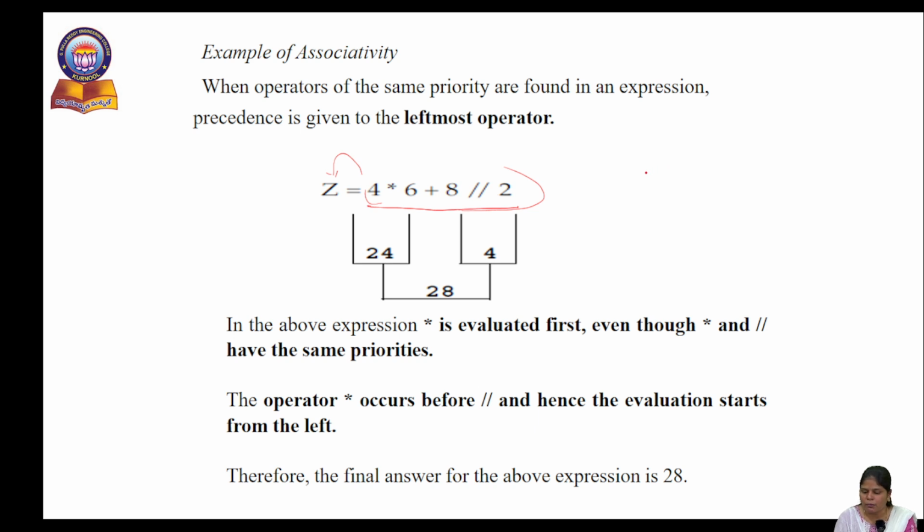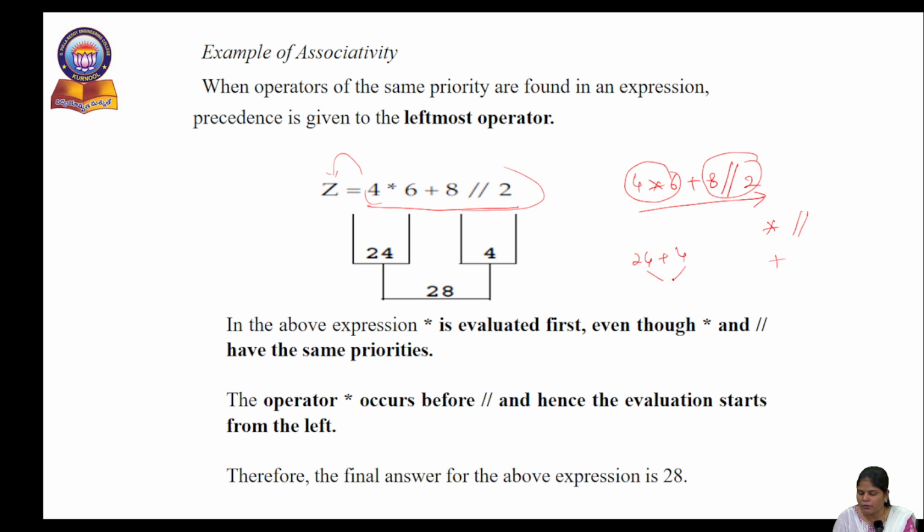Now what will be the output of this? 4 into 6 plus 8 floor division 2. So we go with the left to right associativity first. 4 into 6: into and floor division have the highest precedence, and then we go with the plus. So first this will be evaluated and then this will be evaluated, and the total: 24 plus, so floor division 4.